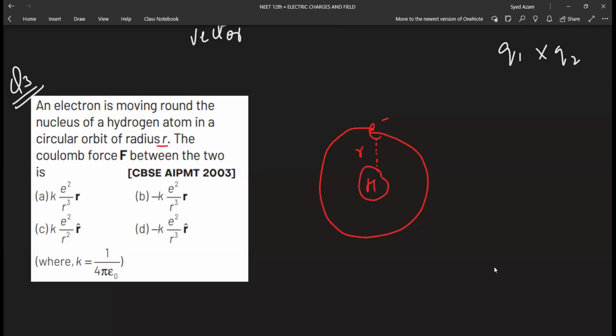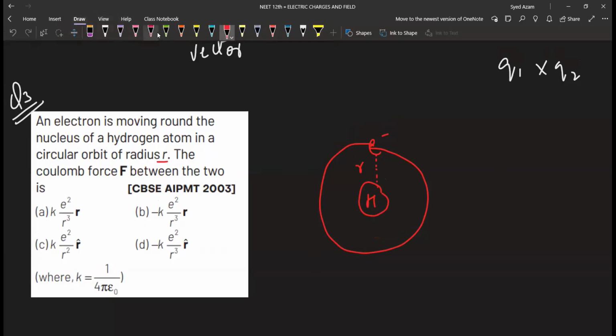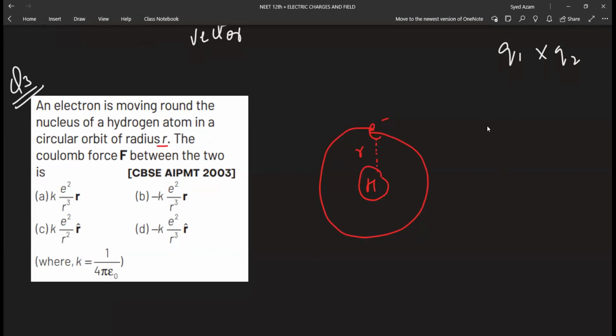Yes, Ibrahim, what do you think is the answer to this? What's the second charge in here? There have to be two charges, right? Yeah, so the nucleus is there, and the nucleus is positively charged. Yes, K, you're right. K E square divided by R square R vector. I think it's C. You think it's option C, that is K E square by R square into R cap.